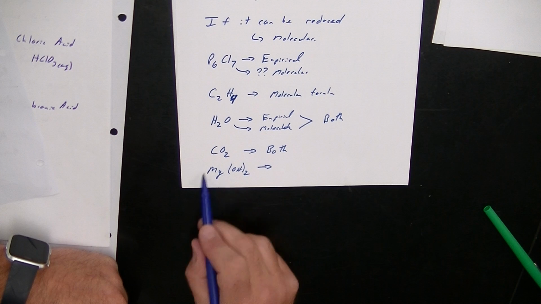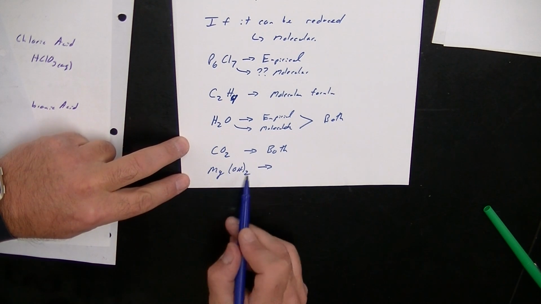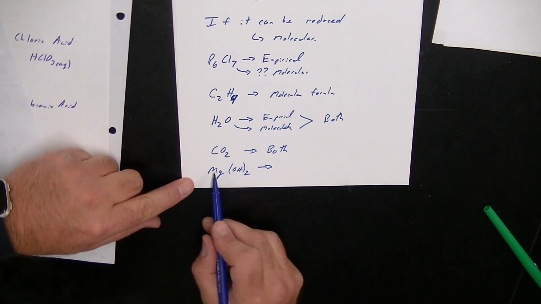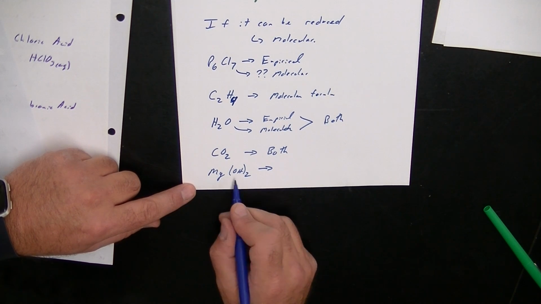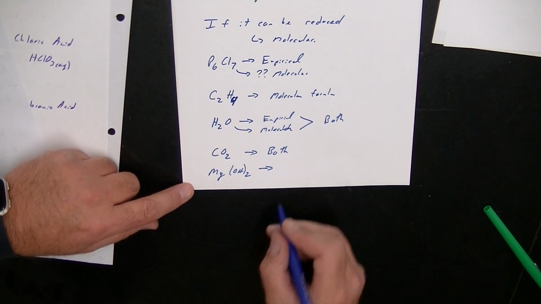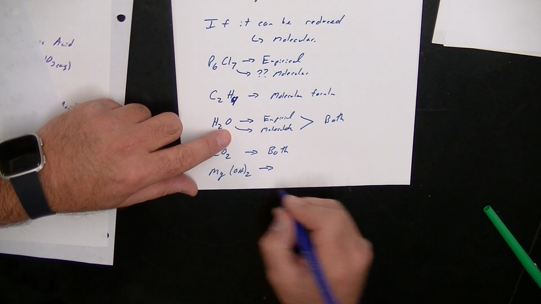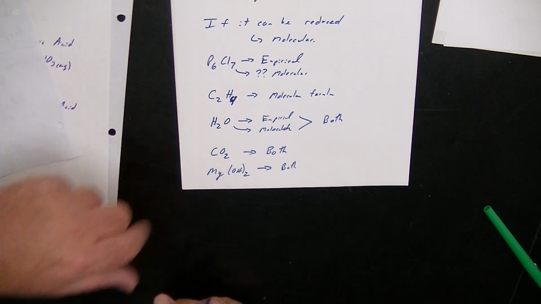Well, how about this one, MgOH2? Well, this definitely cannot be reduced, so it's empirical. It's also ionic. So it's definitely empirical, but this is how we find it in nature, so this is another one that would be both.